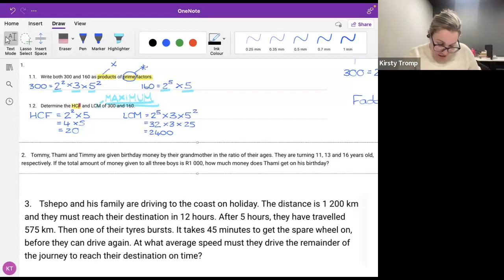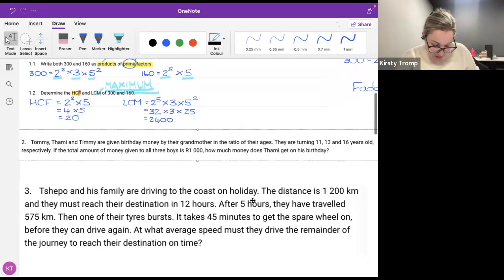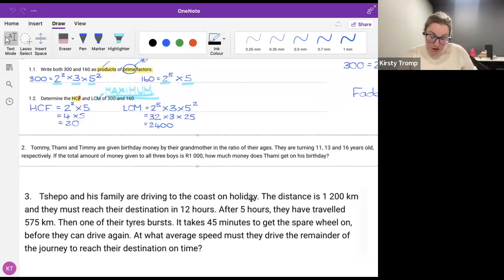All right, guys. Let's move on to this question about Tommy, Tammy and Timmy, who've been given birthday money by their grandmother in the ratio of their ages. So they are turning 11, 13, and 16 years old, respectively. We're breaking down some maths here. This is introducing you to what we call Maths Lit, a subject you can choose in grade 10. Either you carry on doing maths or you choose Maths Lit.